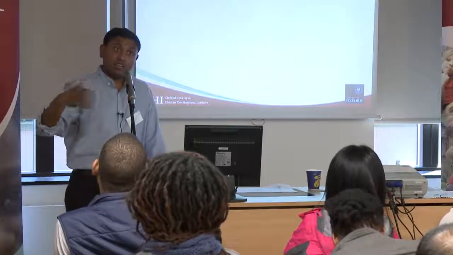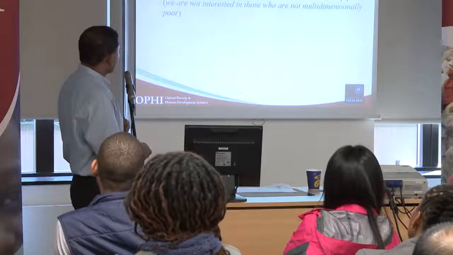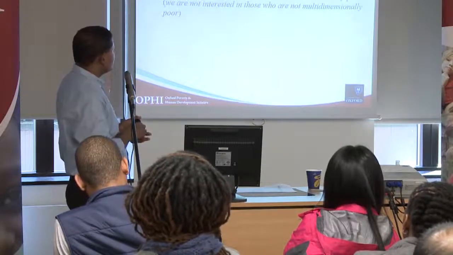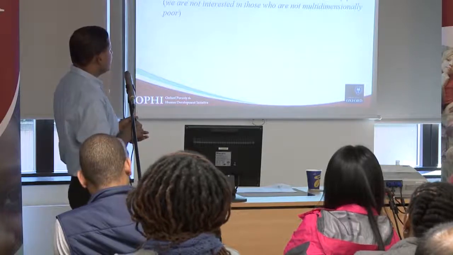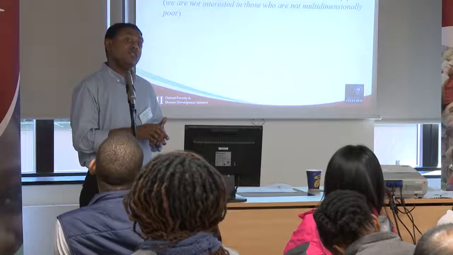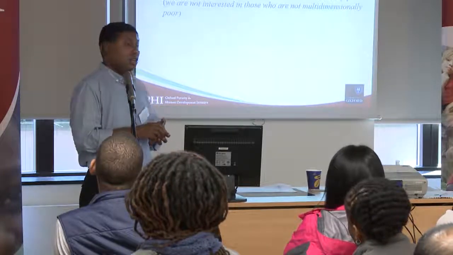Let's see what kind of focus axioms we have in the multidimensional context. Type 1 is focus on those identified as multidimensionally poor. We are not interested in those who are not multidimensionally poor. Fine. But it is even possible, please tell me if I'm wrong, is it possible that a multidimensionally poor may not be deprived in all dimensions? Possible, right?